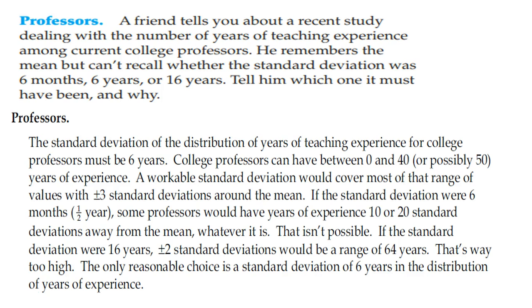And a workable standard deviation would cover most of that range, right? So that means plus or minus 3 standard deviations, which is a total of 6. So if you're guessing that they probably taught between 40 or 50 years, if you take that 40 and divide it by 6, or you take that 50 and divide it by 6, between 6 to 8 years would probably be a better standard deviation. Not 6 months, that's only half of a year.